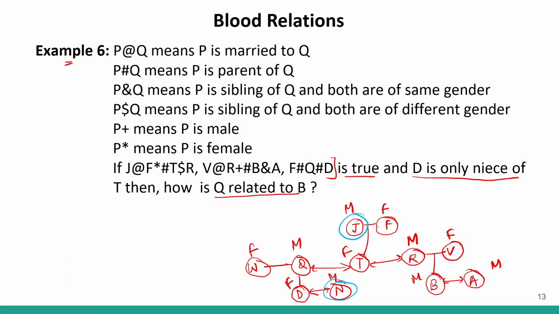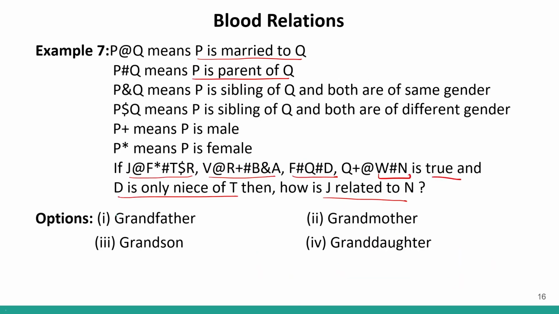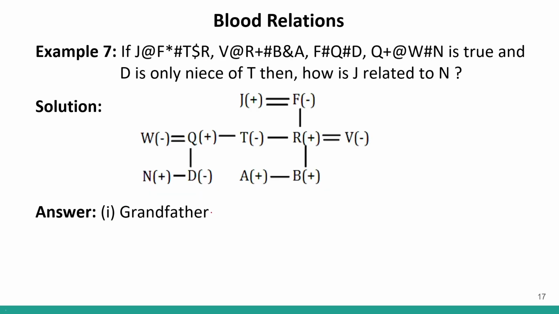So J is basically the father of Q and N is the son of Q. So how is J related to N? J is the paternal grandfather of N. So let us go back to the question. J will be the grandfather of N. Answer will be option number 1, grandfather. Okay, this will be the answer.